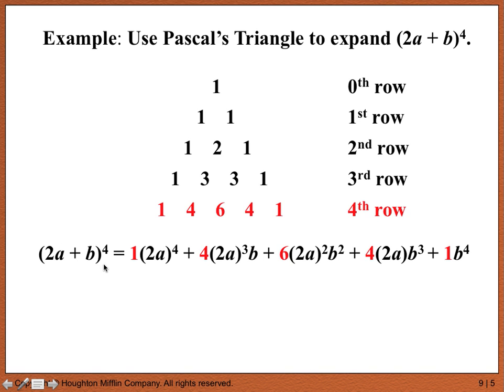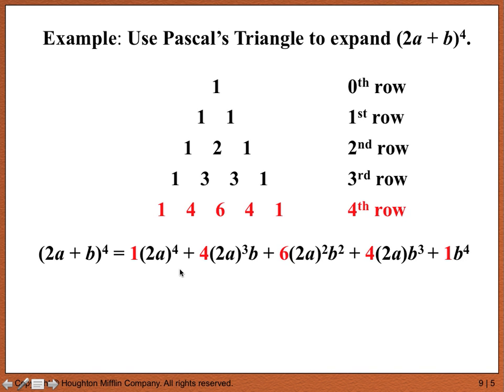Okay, so 2a plus b to the fourth is the same as the coefficient 1 times 2a, which corresponds to my x because it's just the first term. This whole thing in parentheses is my first term. And that whole thing gets raised to the fourth power, plus 4, which I get from Pascal's triangle, times 2a, the whole 2a, cubed, times b to the 1 power, plus 6 from Pascal's triangle, times 2a, which is my whole first term, squared, times b squared, plus 4 times 2a times b cubed, plus 1b to the fourth.